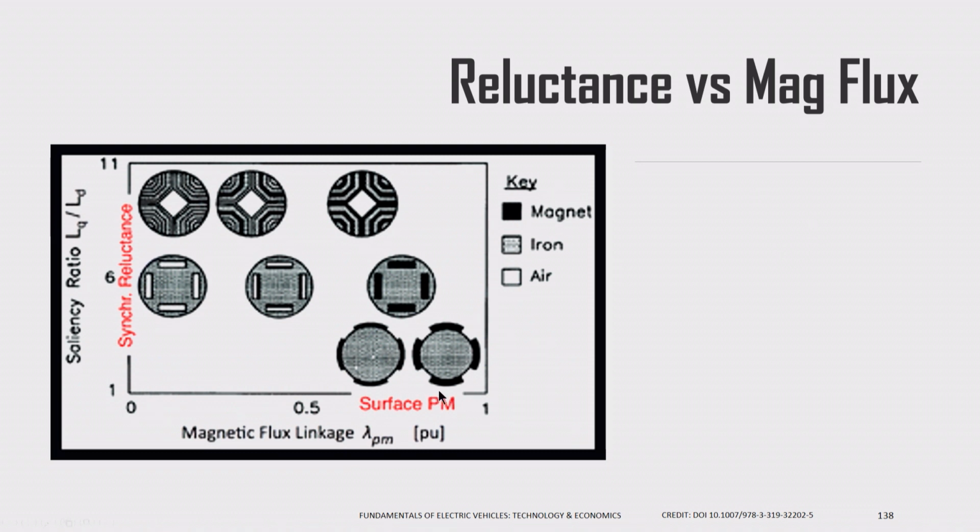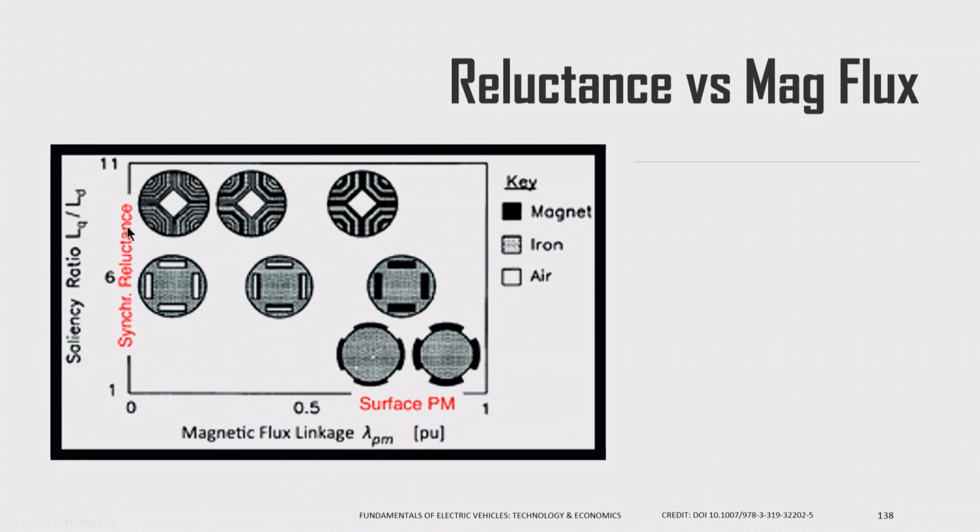The normal surface permanent magnet motor has no reluctance torque. So, the reluctance torque is on this axis and the magnetic torque is on the x axis. It has fully magnetic torque and no reluctance torque. Then the PMSM motor, internal permanent magnet PMSM motor, has good amount of magnetic torque. It also has reasonable amount of reluctance torque, and then I can keep on changing the design in such a way that finally I use no magnets at all. This is the extreme.